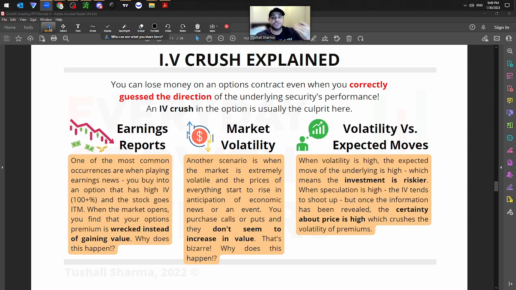And then once the news is revealed, volatility is at its highest, right? But the certainty about the price is also high now, because the news is broken. So now everybody knows what the outcome is. And when everybody knows the outcome at the same time, that causes everyone to rush to the door at the same time as well. That causes the crush, okay?